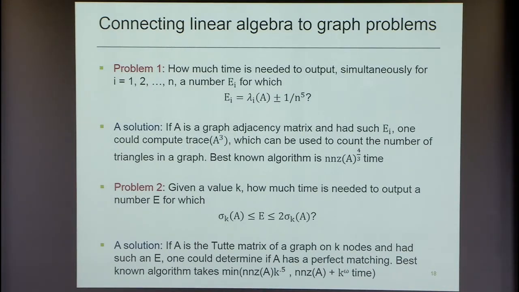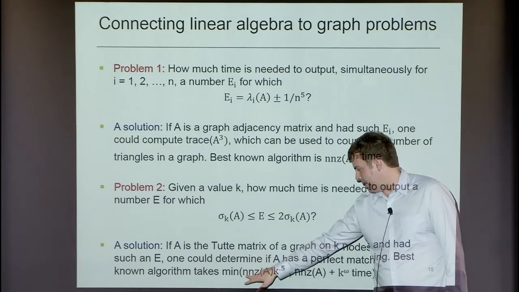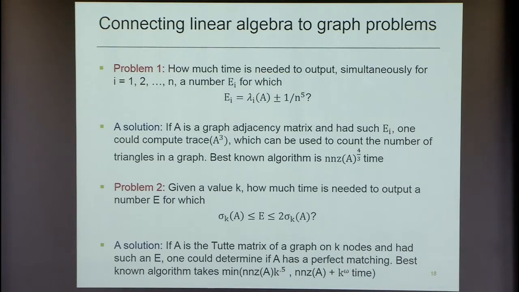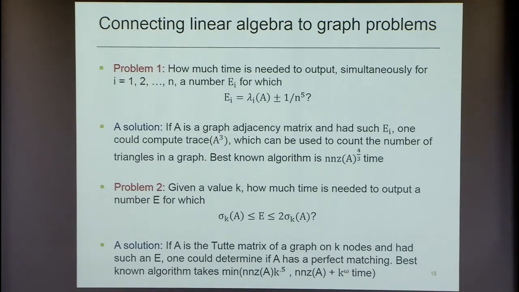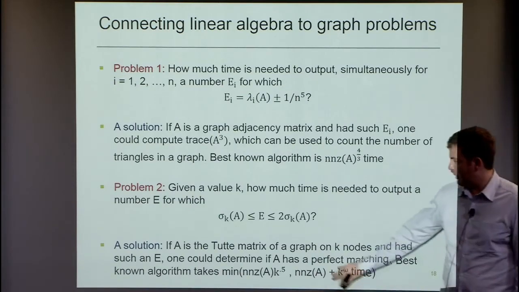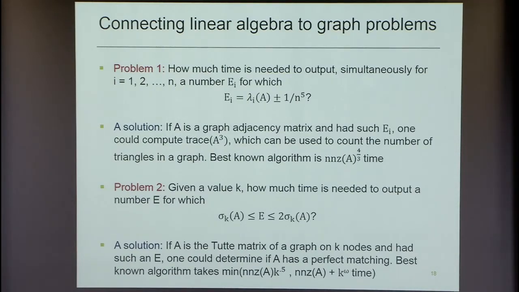The best known algorithm for this matching problem is the minimum of nnz(A) times root k and nnz(A) plus k to the omega time, which gives some kind of superlinear lower bounds when k is large. But this is basically just saying that computing the rank of a matrix is hard. What I'd really like to understand here is maybe not distinguishing 0 from non-zero, but distinguishing a positive singular value from twice that value.